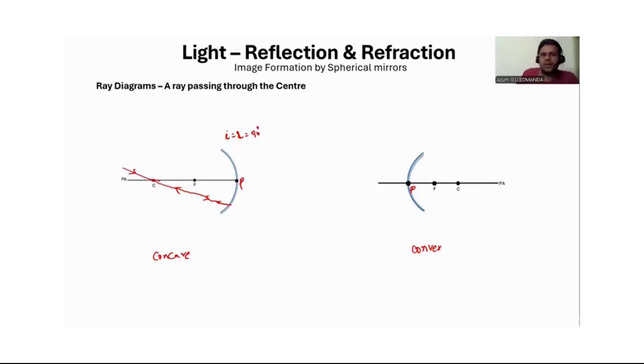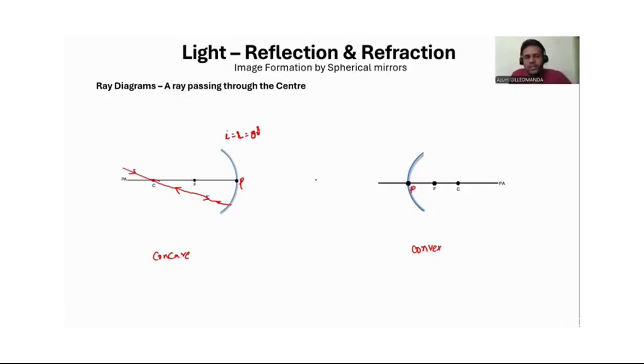Right? Not 90 degrees, guys. This is 0, right? What is the angle of incidence? The angle that it makes with the normal, right? The normal is from C to the point on the mirror. So this is 0 degrees. Okay, so this is 0 degrees. So I equal to R equal to 0 degrees. So the ray reflects back in the same direction.